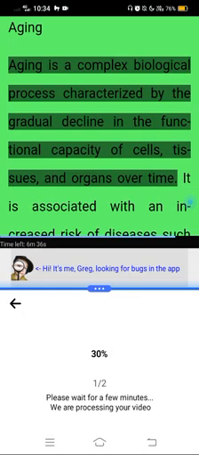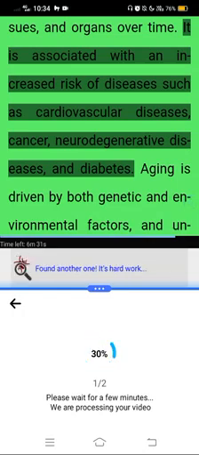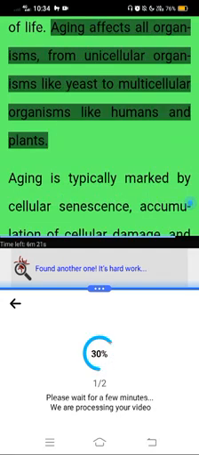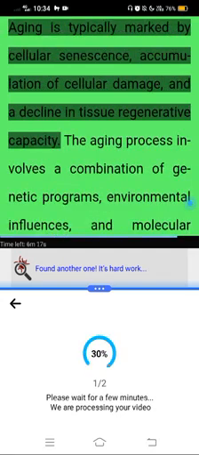Aging. Aging is a complex biological process characterized by the gradual decline in the functional capacity of cells, tissues, and organs over time. It is associated with an increased risk of diseases such as cardiovascular diseases, cancer, neurodegenerative diseases, and diabetes. Aging is driven by both genetic and environmental factors, and understanding its mechanisms is crucial for extending healthy lifespan and improving quality of life. Aging affects all organisms, from unicellular organisms like yeast to multicellular organisms like humans and plants.